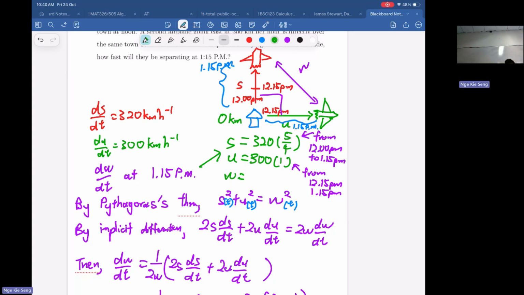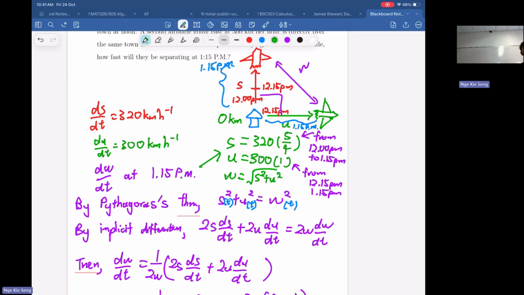So from X and U, can you get W or not? You just use the Pythagoras theorem. You take x squared plus u squared, and then you take the square root.